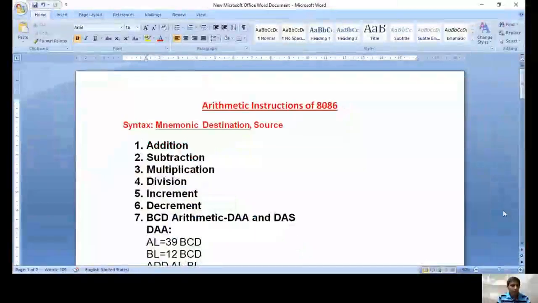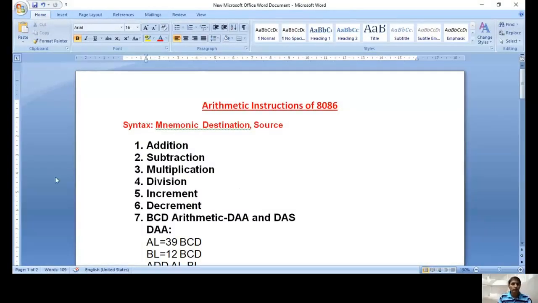Okay, hi friends. In this particular video, I am giving you a brief idea about various arithmetic instructions of 8086. Okay, let us see what are the various arithmetic instructions. Generally, if you perform these arithmetic instructions, the flag registers are affected.